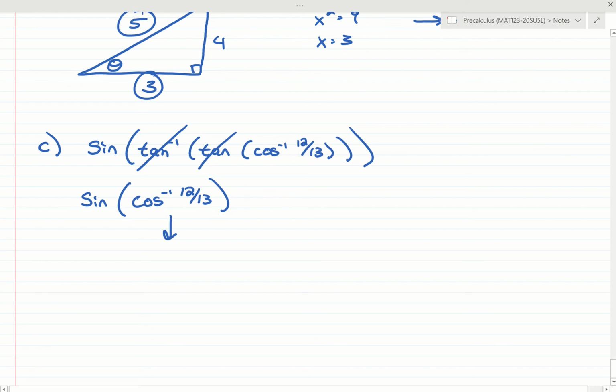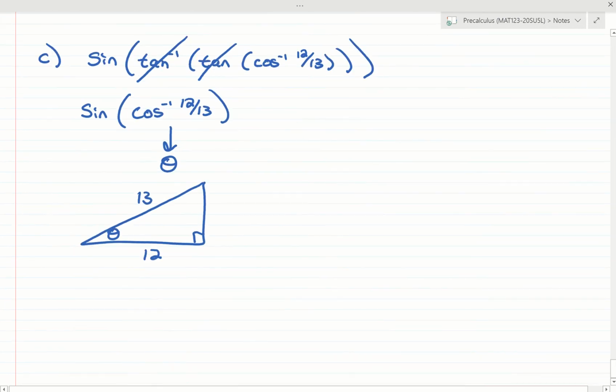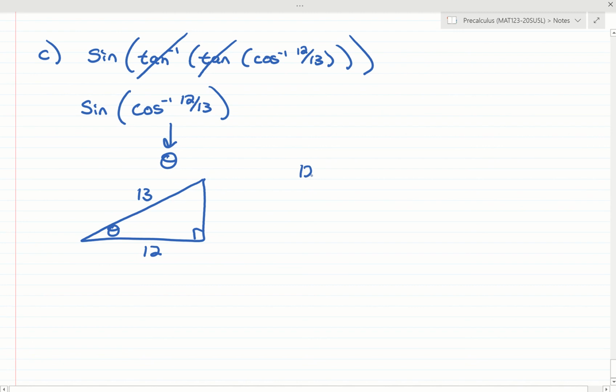Well, just like our last few problems, this is going to give us an angle. Let's draw a triangle with that angle. Cosine is 12 over 13, so this is a special triangle. If you don't see it right away, we could use Pythagorean theorem. 12 squared plus y squared equals 13 squared. So 13 squared is 169 minus 144 is 25. Our y value would be 5. So now the sine of this angle that we just drew would be 5 over 13.